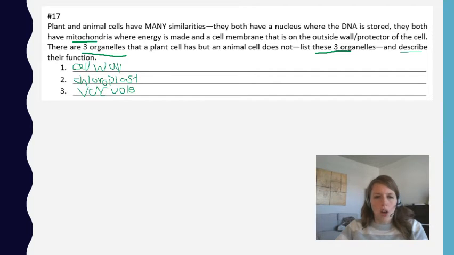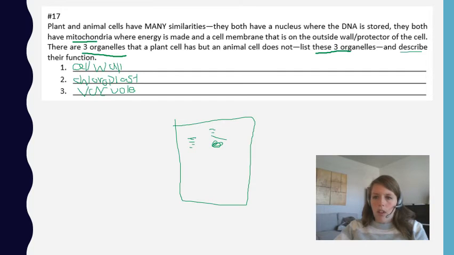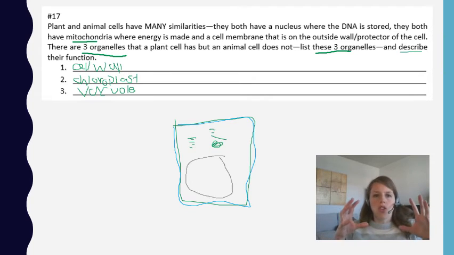V-A-C-U-O-L-E. And let me draw that for you. So in a plant cell, we have this giant plant cell. Here's the nucleus. And let me draw, we got to draw some chloroplasts, right? There's these like stacks of pancakes. And let's draw an extra thick cell wall around it in a lighter blue. Nice. Okay, so the last one I want to talk about is called a vacuole. Okay, and what it is, it's like this giant water storage. So it takes up a good portion of the plant cell, and all it does is store water and extra nutrients for the plant. So it's called a vacuole.